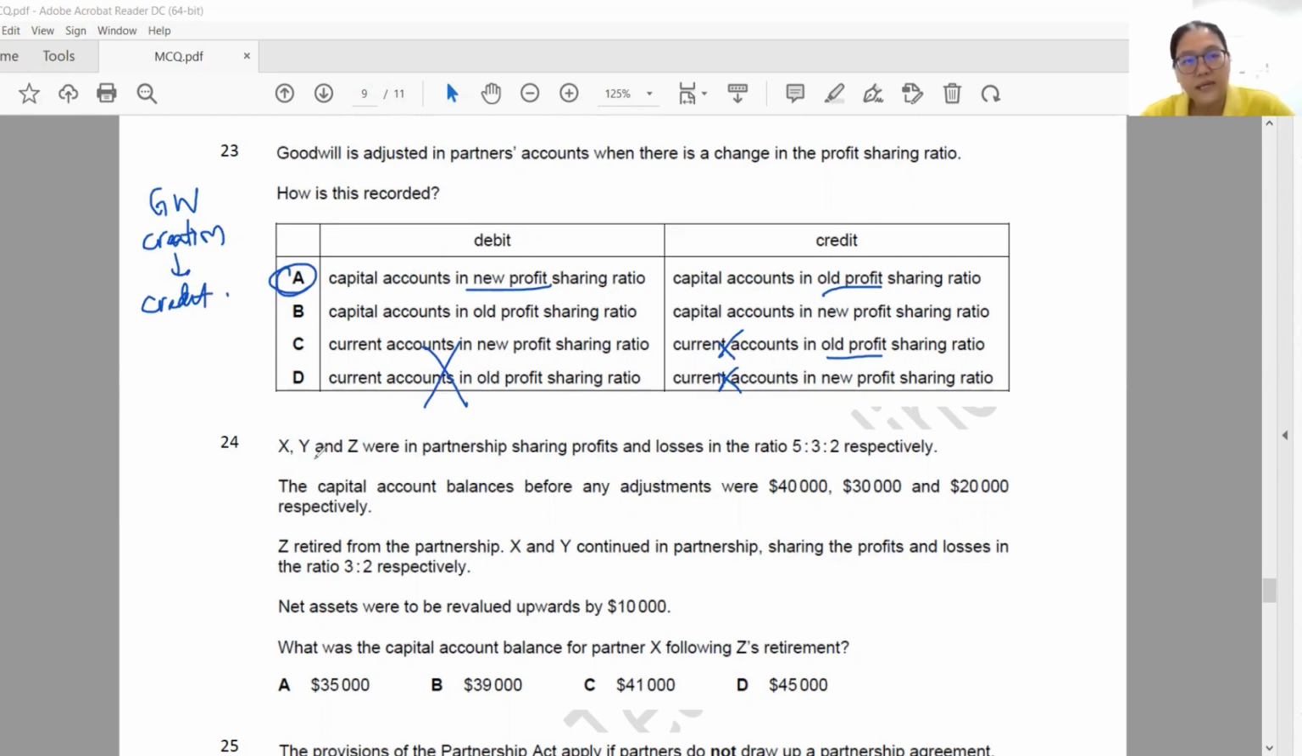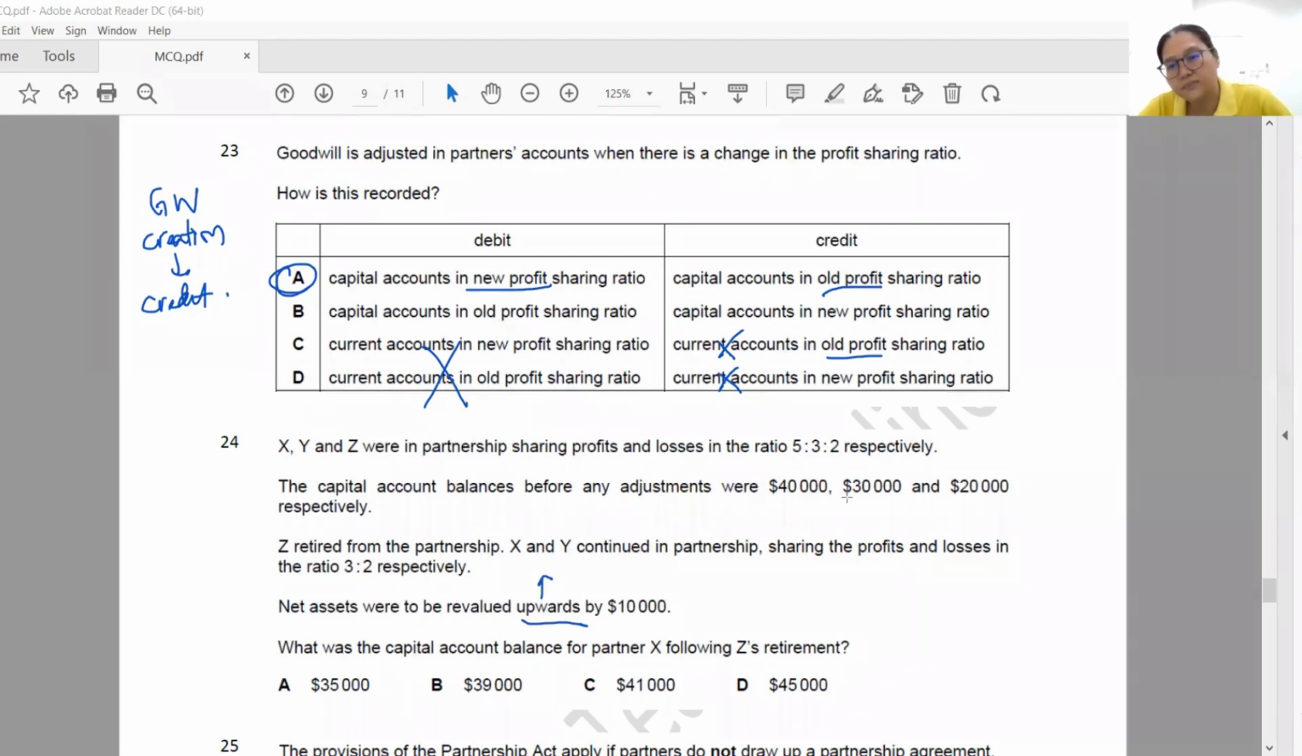Question 24. X, Y and Z were in partnership, sharing profit and loss in the ratio 5:3:2 respectively. The capital account balances before adjustment were 40, 30, and 20. Z retires from the partnership. X and Y continue in partnership, sharing profit in the ratio 3:2. Net assets will be revalued outward. Outward means increase. What was the capital balance for X following the retirement?